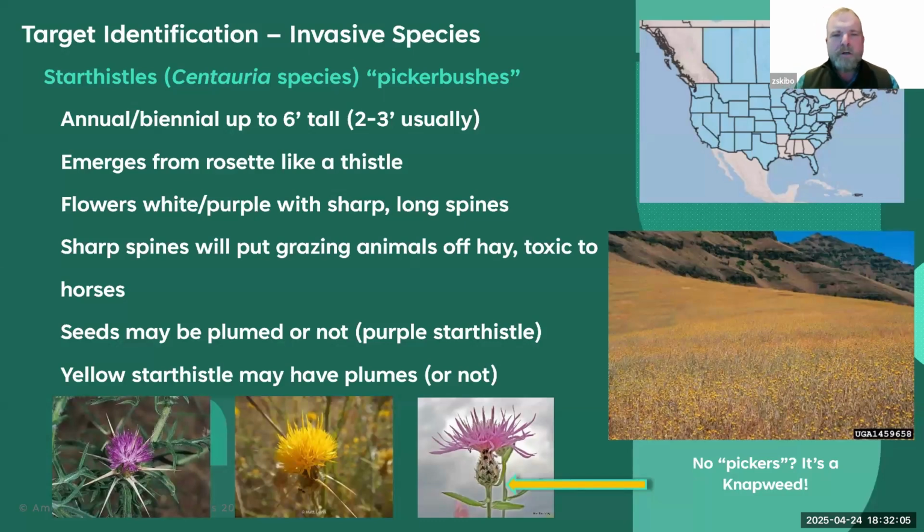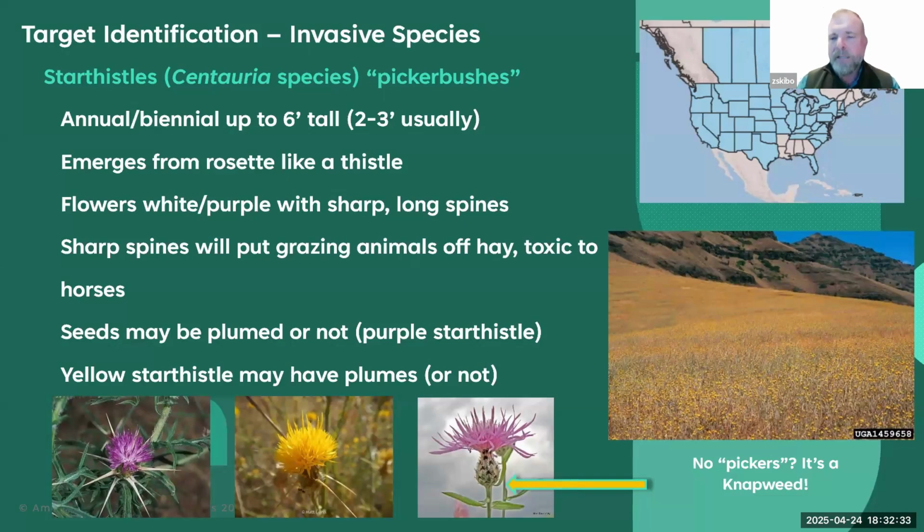So with one of these species, star thistle, this is one of the 700 members of the Centaurea. I referred to them as picker bushes growing up. This is an annual, biennial species. It can grow up to 6 feet tall, but generally it's about 2 to 3 feet tall. It emerges from a rosette in year 2. So you get that thistle-looking rosette on the ground in year 1. Year 2, it bolts from that rosette and sets its flower.